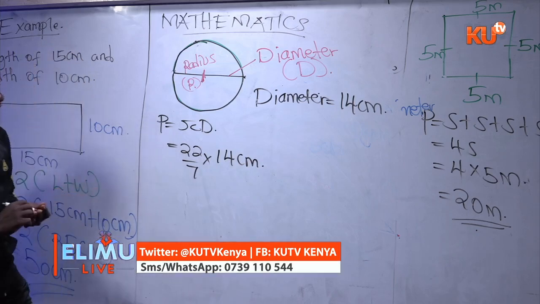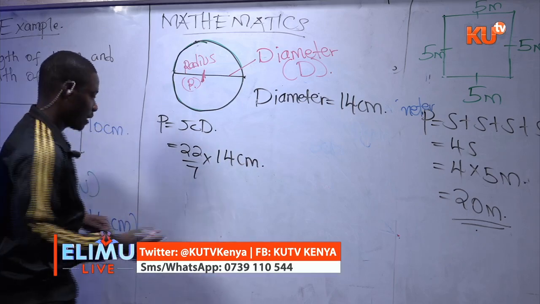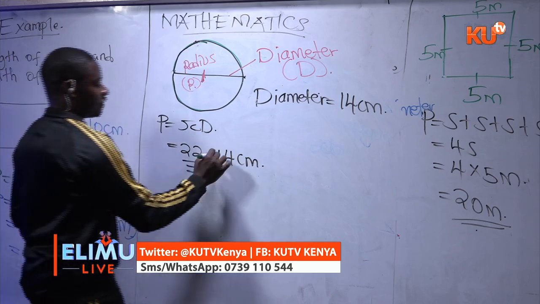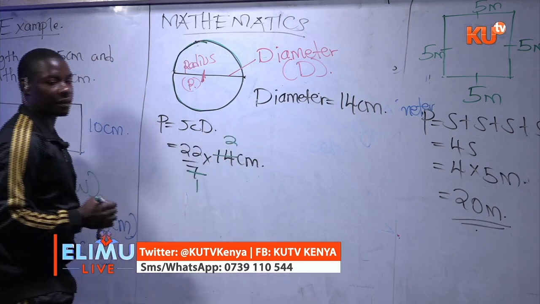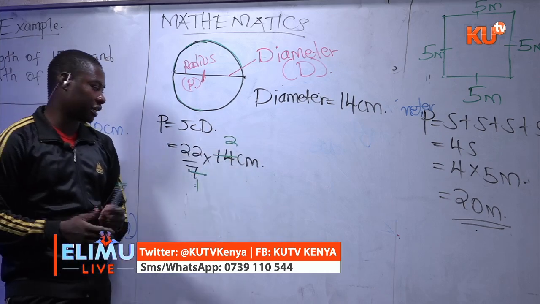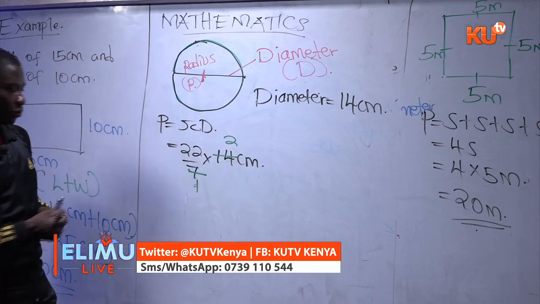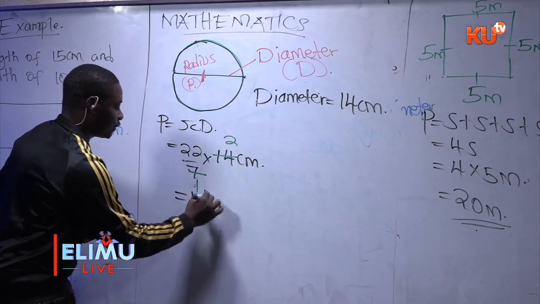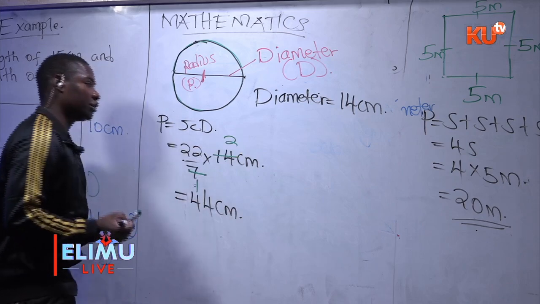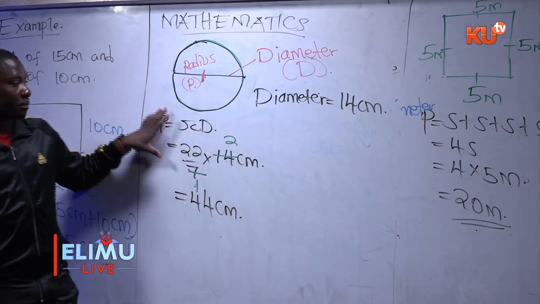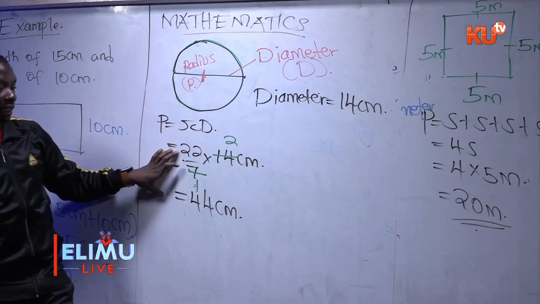So when we work out this question, we will simplify. 7 divides 7 once. 7 divides 14 2 times. So we take 22 times 2, that is 44 centimeters. So this is the perimeter of a circle.